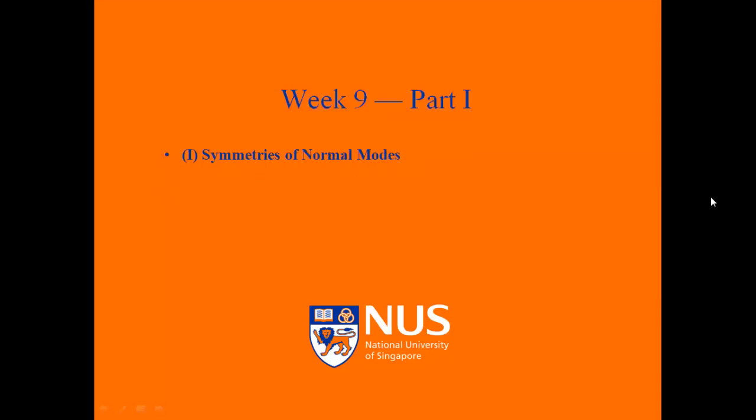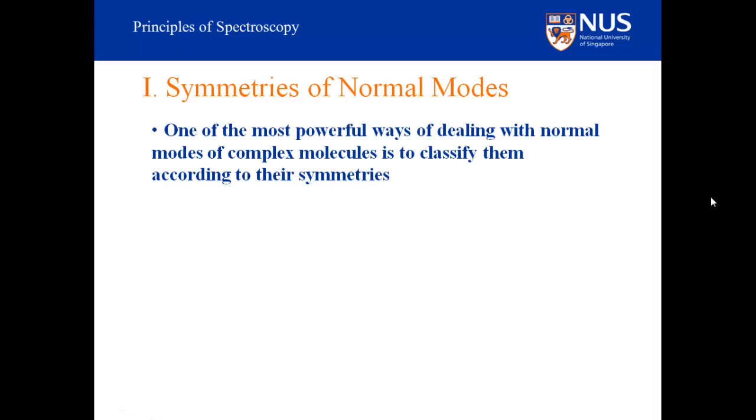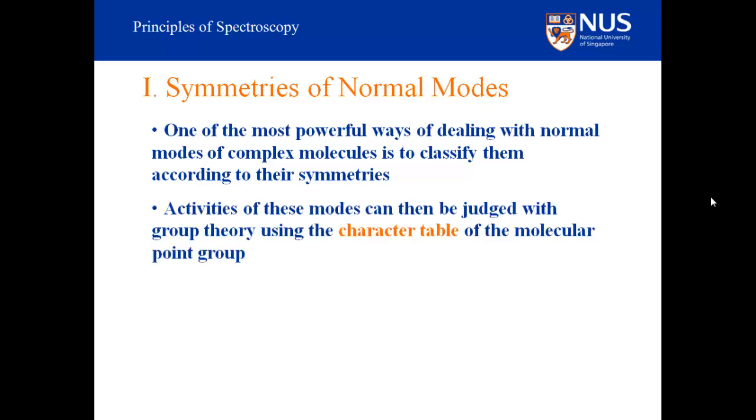In part 1 we will begin by looking at the character table and identifying the symmetries of normal modes with the symmetries of irreducible representations. One of the most powerful ways of dealing with normal modes of complex molecules is to classify them according to their symmetries. The activities of these modes can be judged with group theory using the character table of the molecular point group.